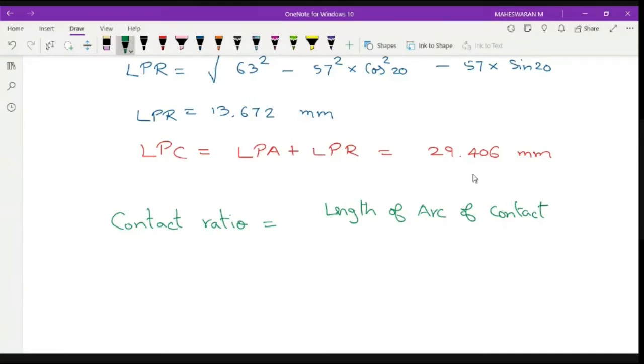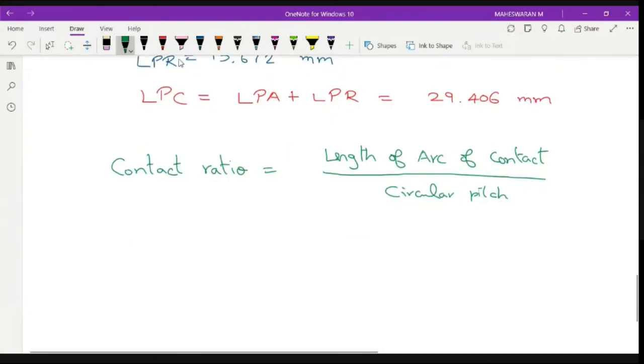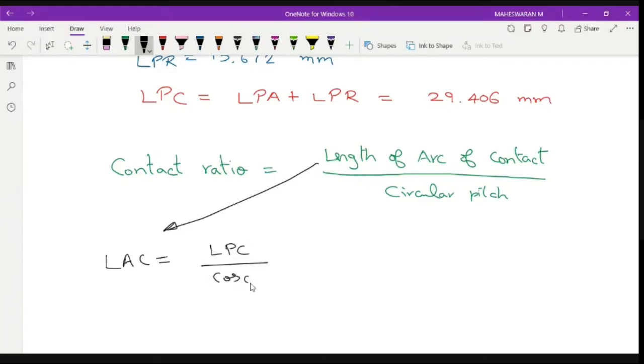Arc is different, so you have to divide by cos phi. Then only we will get the arc of contact. Contact ratio is the length of arc of contact divided by the circular pitch. So this is the formula to identify the contact ratio. First, let us identify the length of arc of contact. This length of arc of contact is nothing but the length of path of contact divided by cos phi.